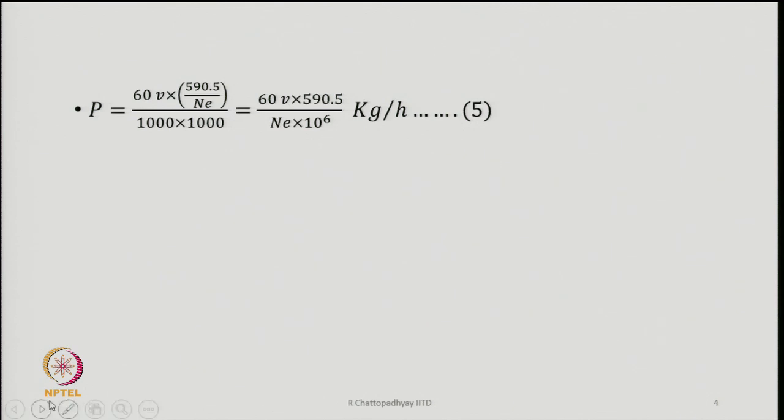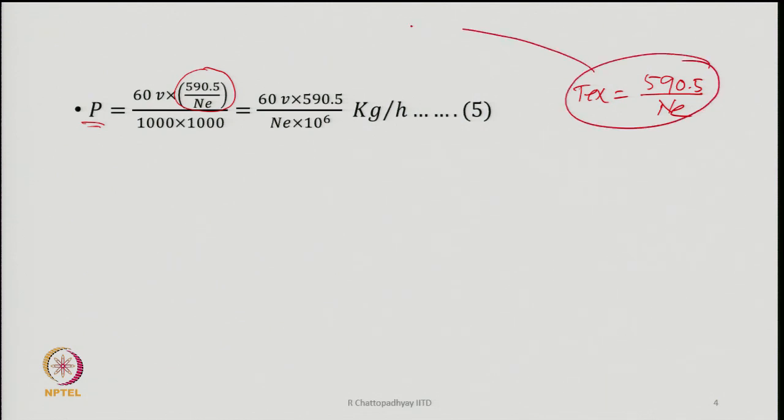So, suppose we want to find out the same production, but instead of tex we want it in terms of Ne. Then we change the tex into Ne, and the relationship between these two is that the tex value is always 590.5 divided by the count of yarn expressed in Ne. So this is what we are placing here. Everything else remains the same as it was shown in the previous slide.